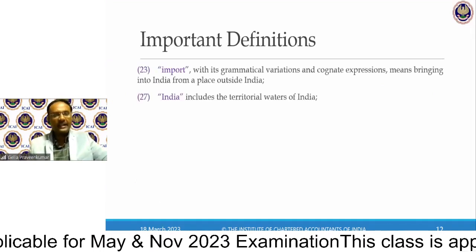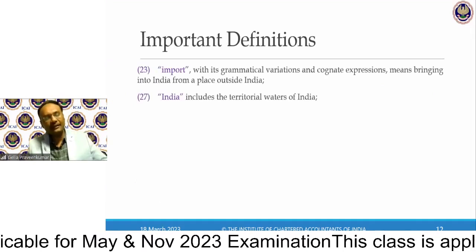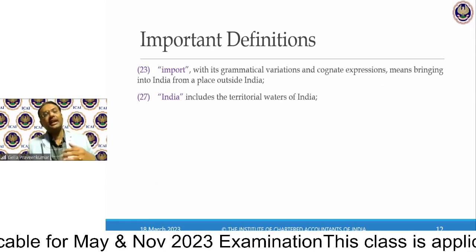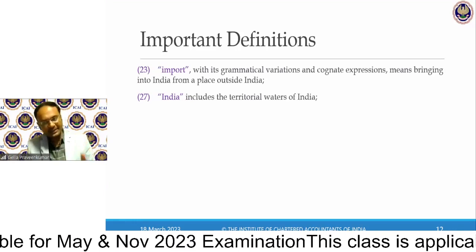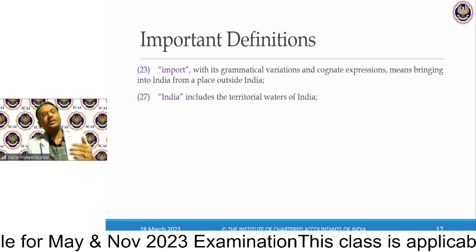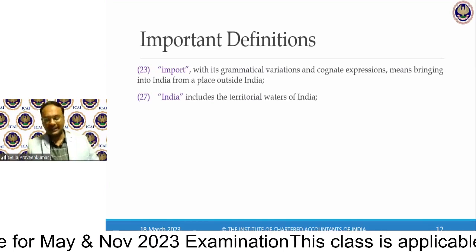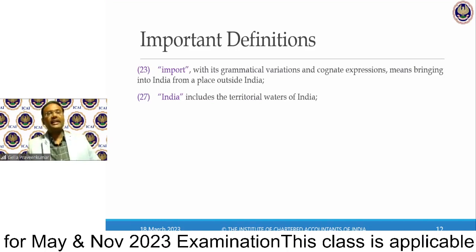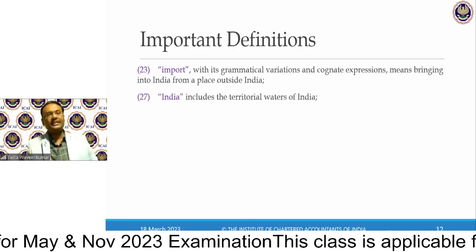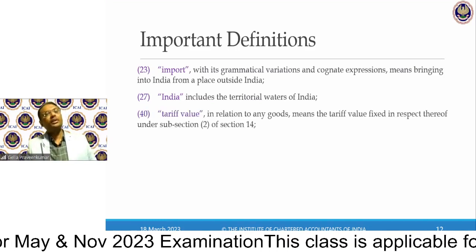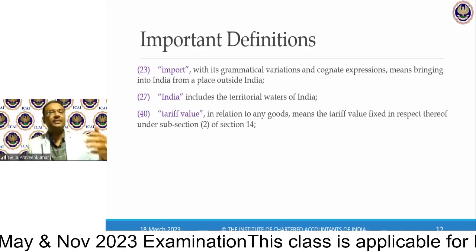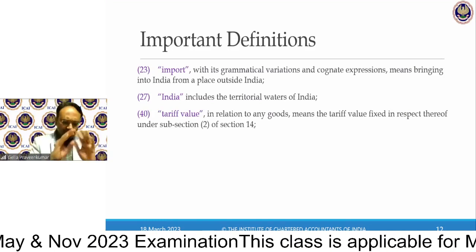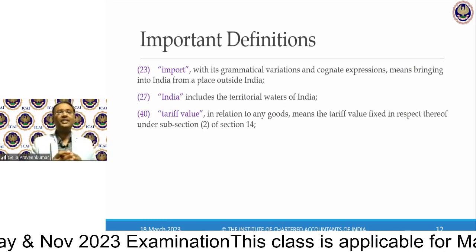Import in GST law, whatever definition we have read, same definition. Import refers to, with its grammatical variations and cognate expressions, bringing goods into India from a place outside India. What is India? India includes territorial waters. What is territorial waters? Territorial waters, the waters extended up to 12 nautical miles from the sea line. Imaginary, it's an imaginary line.